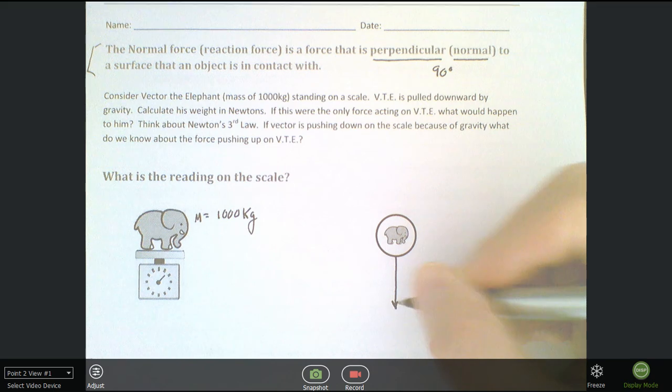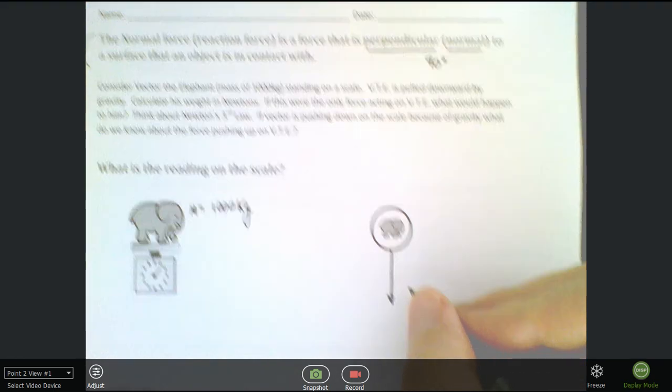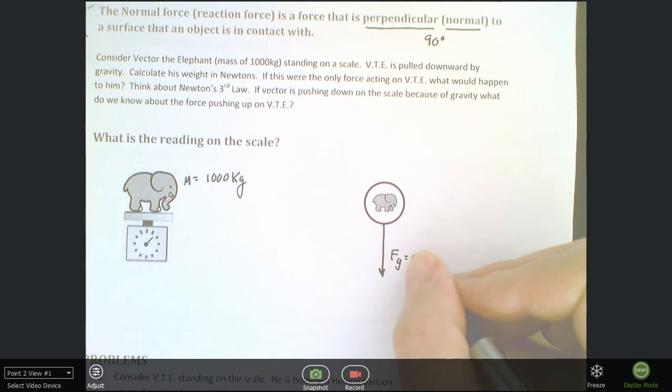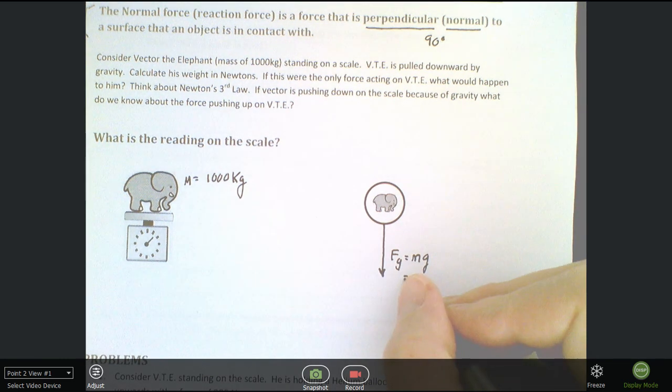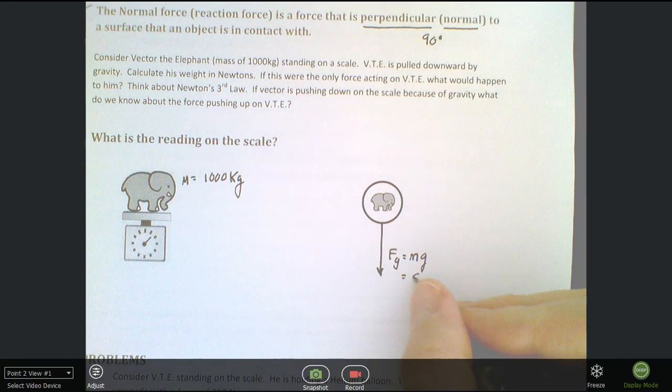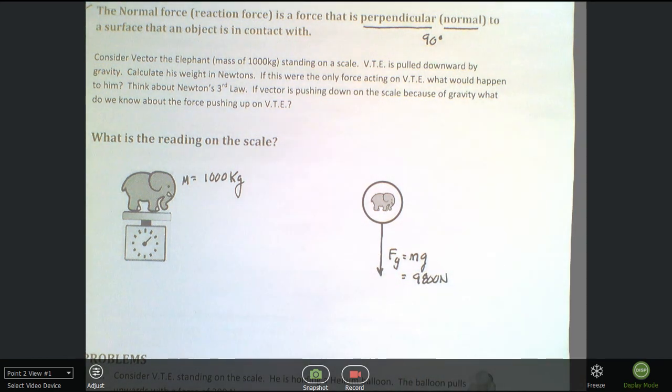And we know that this is Fg. Now, you could write Fg equals mg. A lot of people just write it as mg. And what you would do is you would take 1,000, which is his mass, and then you would simply multiply it by 9.8 on Earth, and you would get 9,800 newtons of force pulling down on this object.